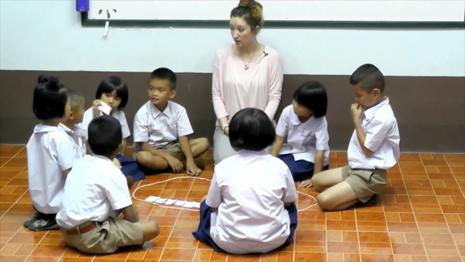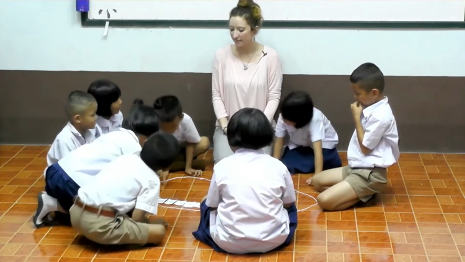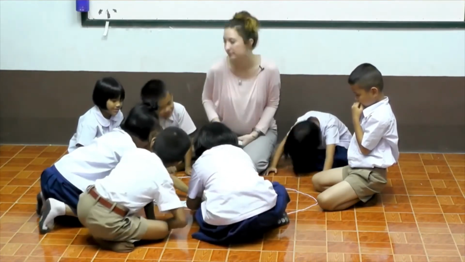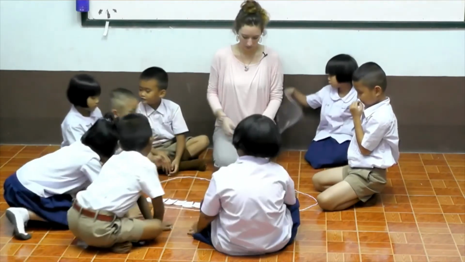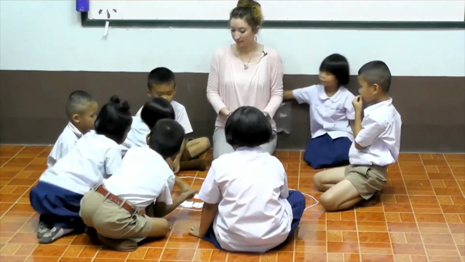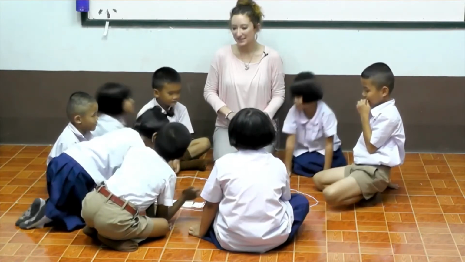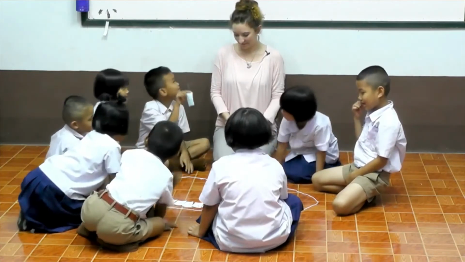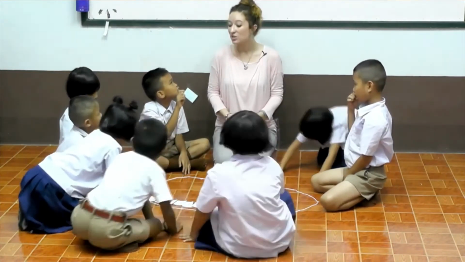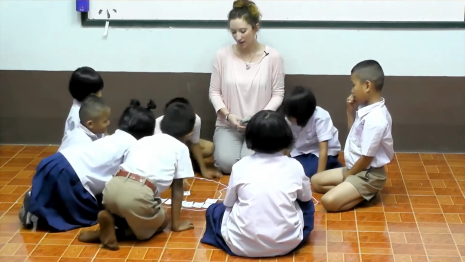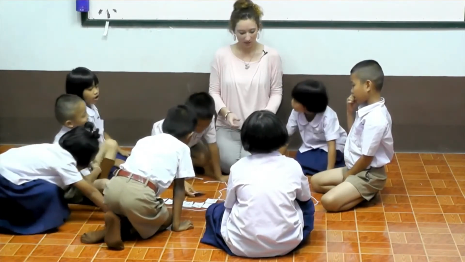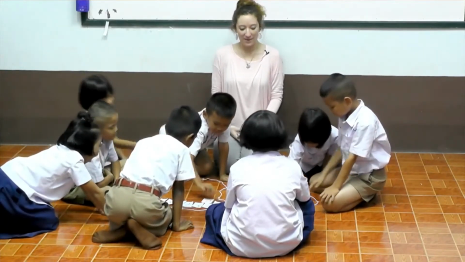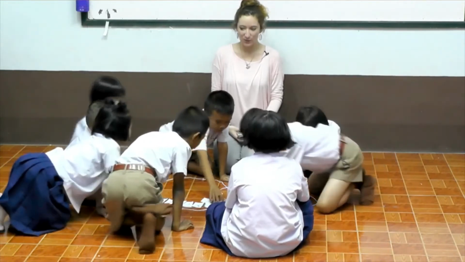What letter? F. And it's a consonant. Correct. Very good. C. C is consonant. What letter is that? H. Vowel or consonant? Consonant. Very good. Ready? U. All right, we got our first vowel.